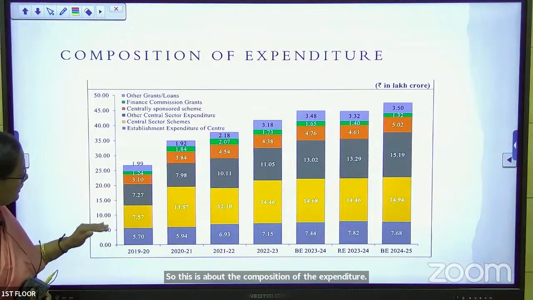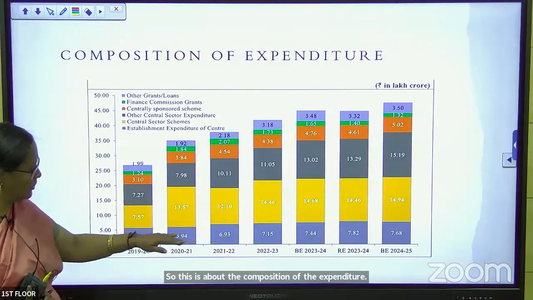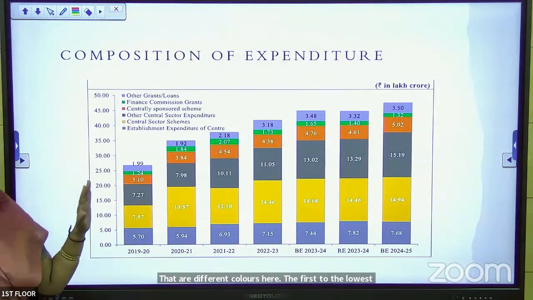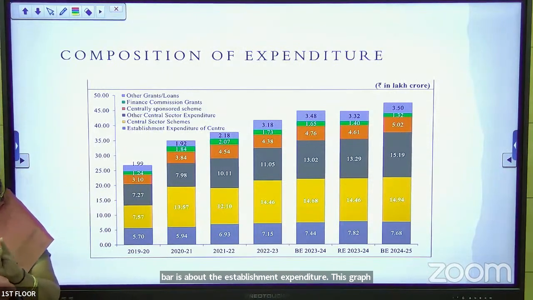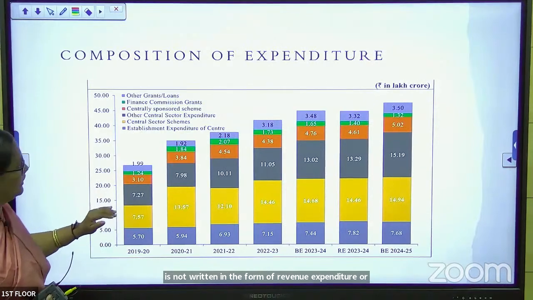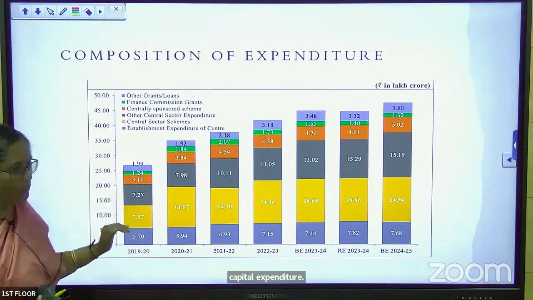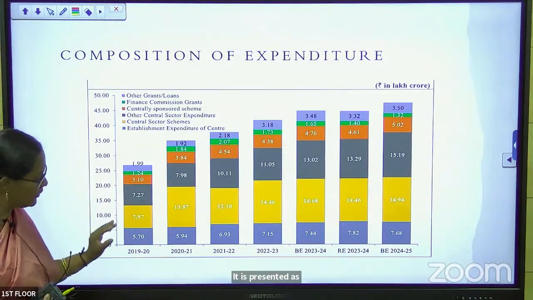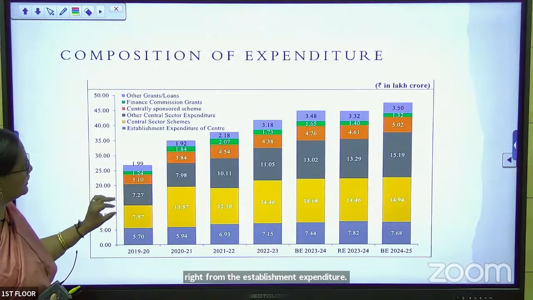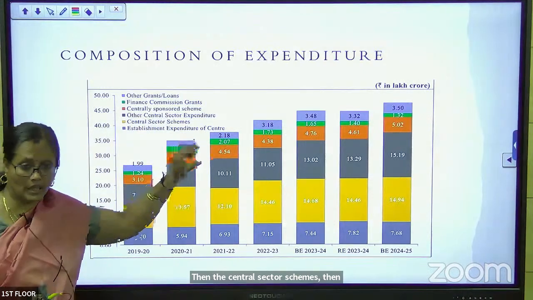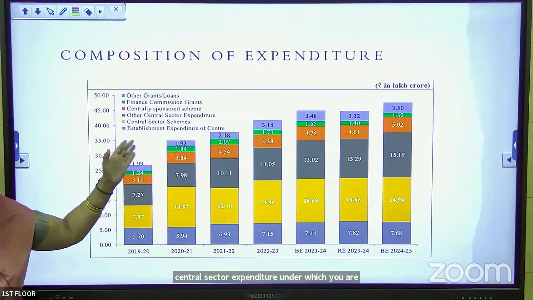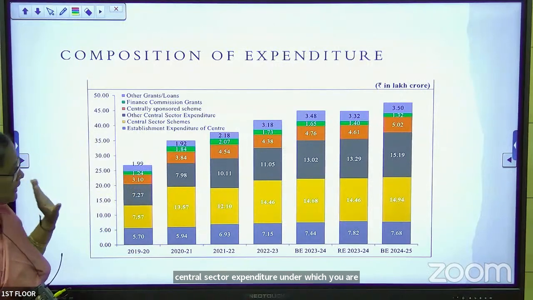There are different colors here. The first, the lowest bar is about the establishment expenditure. This graph is not written in the form of revenue expenditure or capital expenditure. It is presented as the way the government spends, right from the establishment expenditure, then the central sector schemes, then they put other central sector expenditure under which your subsidies and interest payments and all will come. So they have given it in a different type of heading.